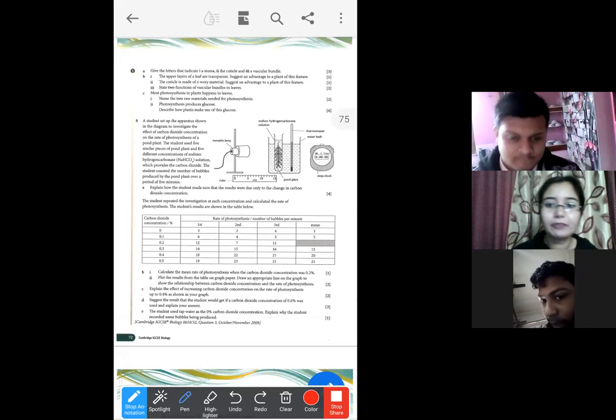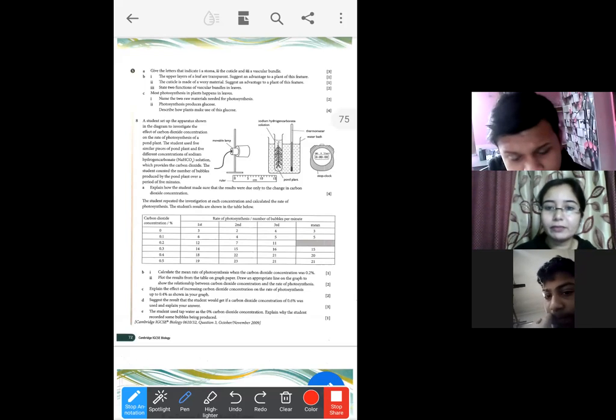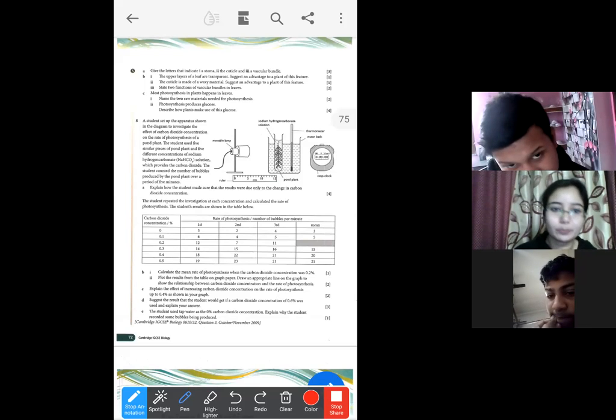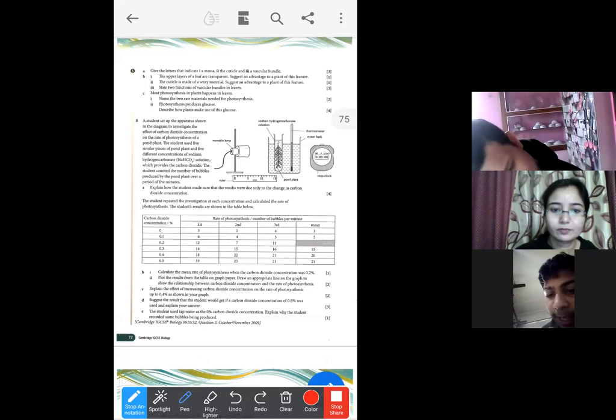Now let's see, why have they taken a uniform time of 5 minutes to carry on this experiment? And why have they used a scale?